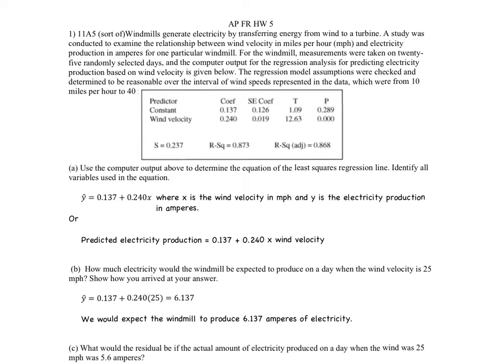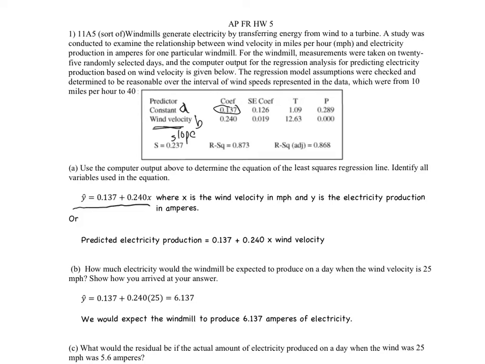So as far as the equation piece of things, the constant line is always tied to the y-intercept. So my y-intercept will be 0.137. The other line, in this case, is wind velocity. That's always tied to the slope. So in this case, my equation would be y hat equals 0.137 plus 0.240x.